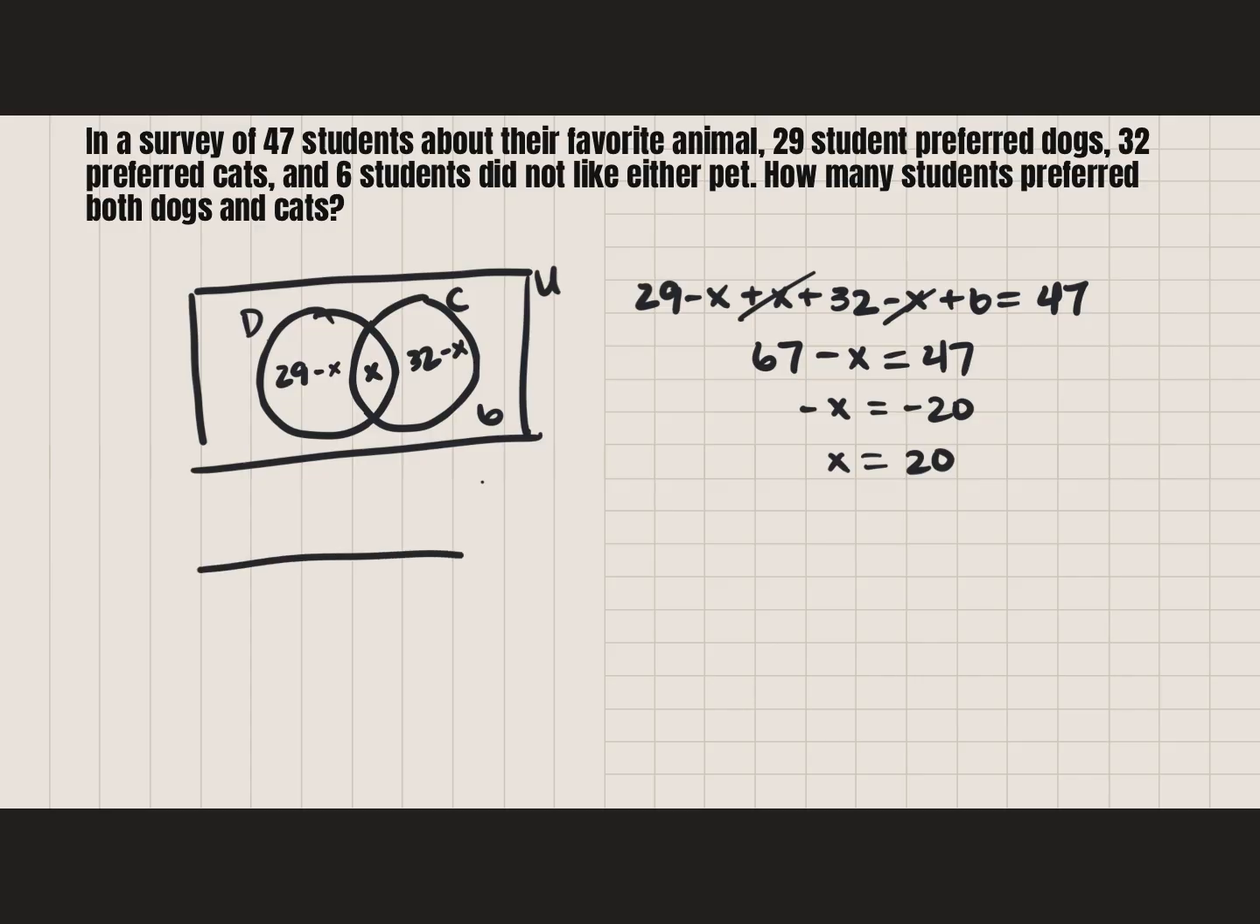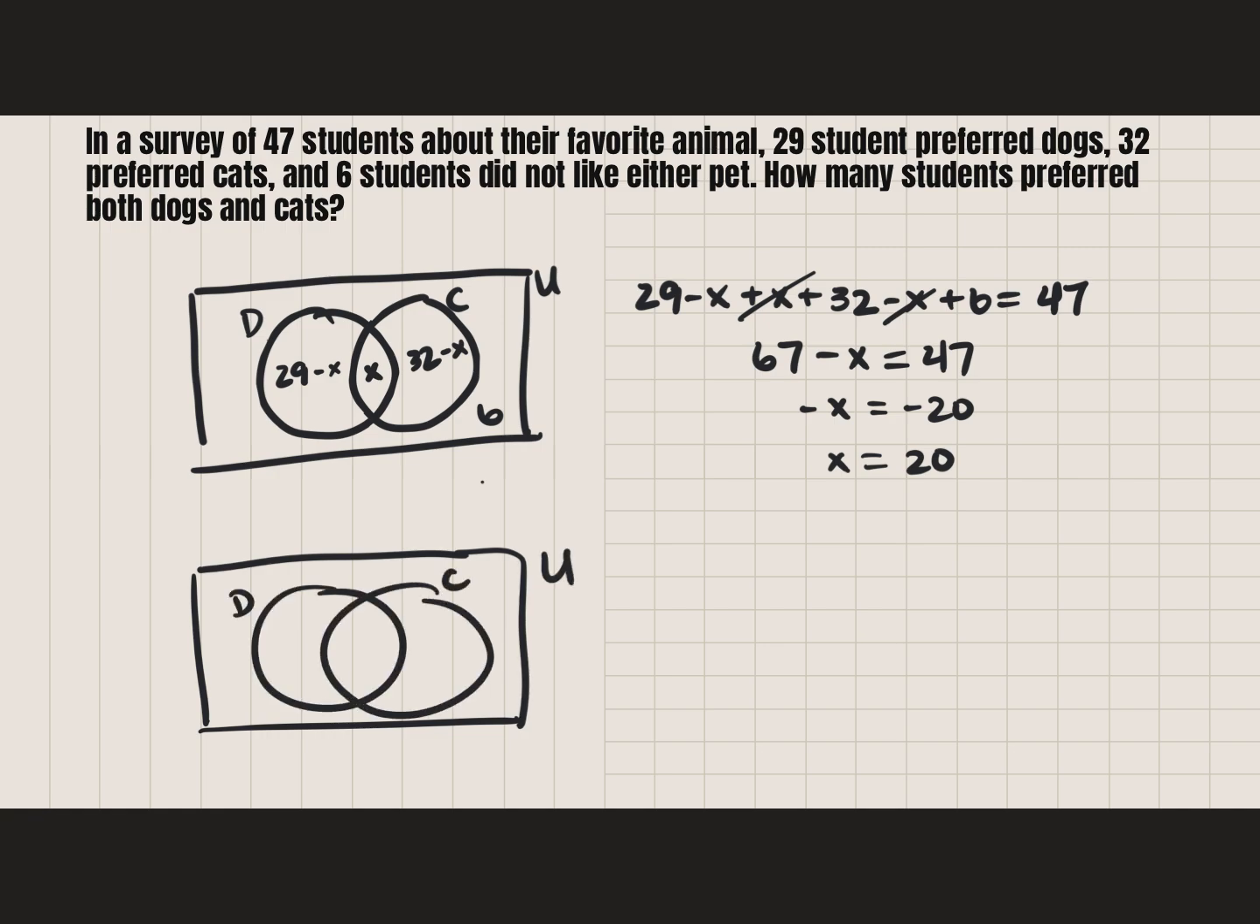So if I redraw my diagram this time with the accurate information, dog, cat, I have 6 people outside of it. I know there's 20 here in the overlap. That means there's 9 exclusive dog people, and then there's only 12 exclusive cat preferred individuals. Okay, 29 minus that 20 gives me that 9. 32 minus that 20 gives me that 12. So a quick and easy way to find how many people are in that intersection there.